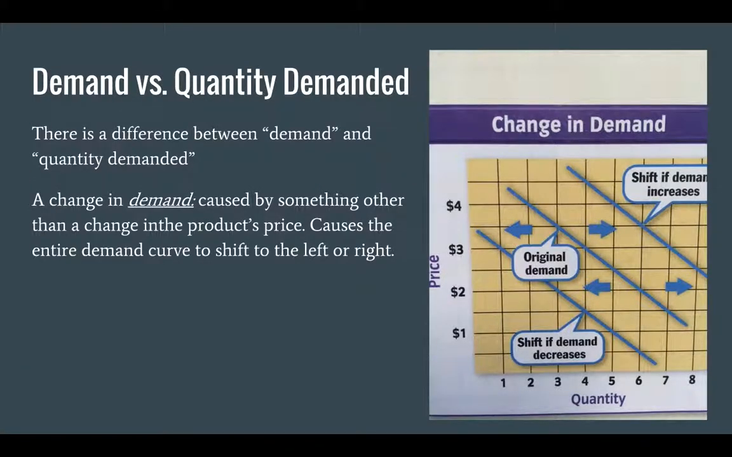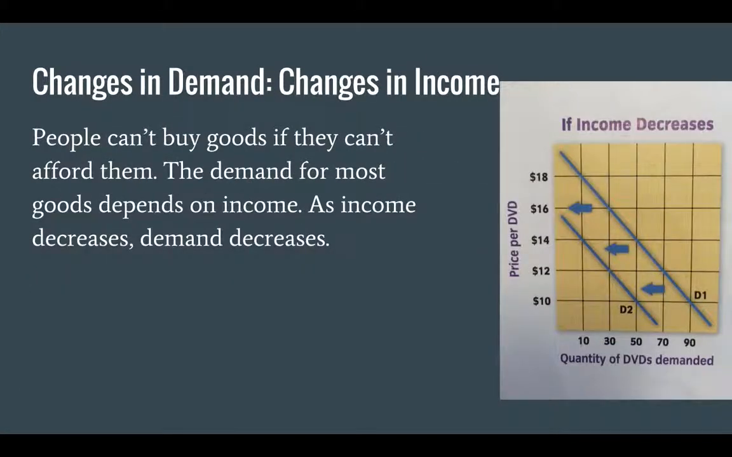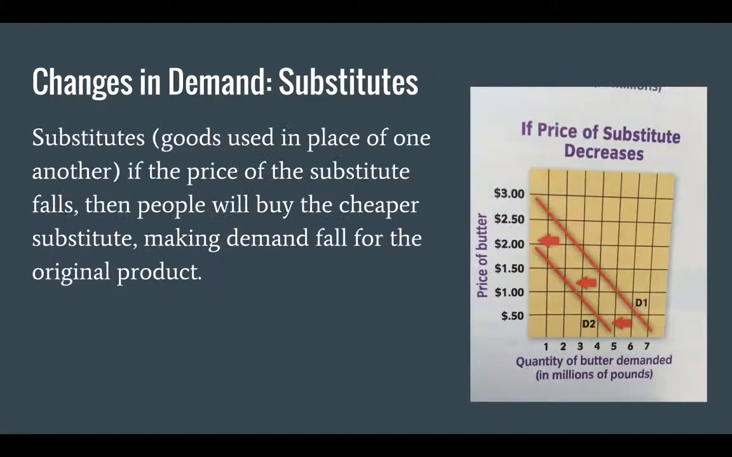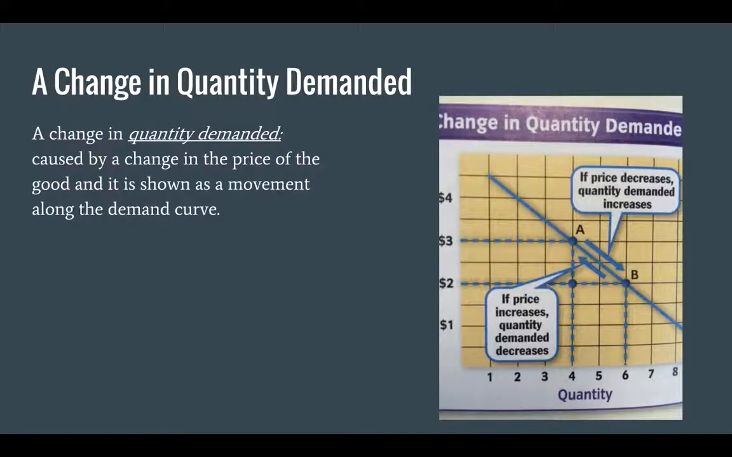Okay, one big thing I want to make sure that everybody's very, very clear on is that there is a big difference between demand and quantity demanded. A change in demand is caused by something other than a change in the product's price. It causes the entire demand curve to shift to the left or the right. So those are the 5 factors that we just covered: changes in population, changes in income, changes in tastes and preferences, changes in substitutes, and changes in complementary goods.